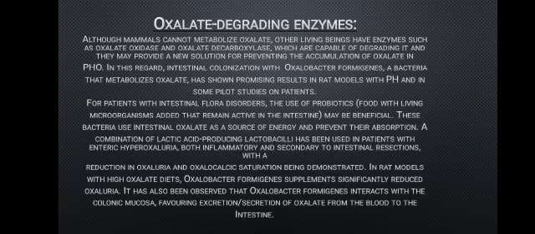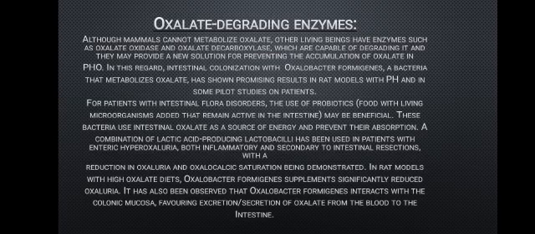My next method of treatment is oxalate degrading enzyme. Although mammals cannot metabolize oxalate, other living beings have enzymes such as oxalate oxidase and oxalate decarboxylase, which are capable of degrading it, and they may provide a new solution for preventing the accumulation of oxalate in primary hyperoxaluria.